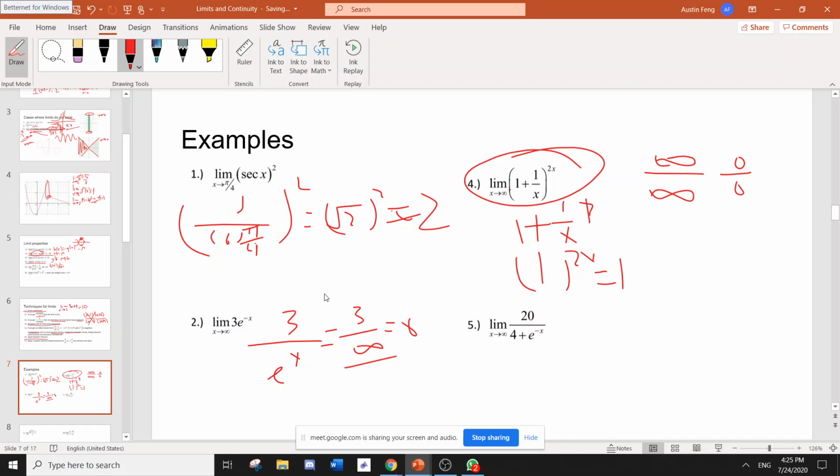So for number 5, we do the same thing, sort of. 20 over 4 plus 1 over e to the x. Plug in infinity, 1 over e to the x goes to 0, and we get approximately 20 over 4, and that's equal to 5.